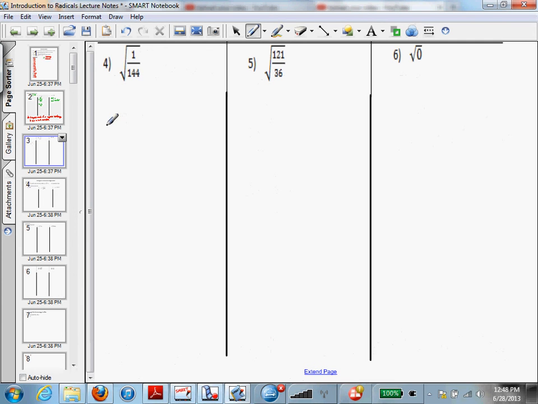Looking at these others, like before, we can break number 4 down. Instead of the radical of 1 over 144, we can say radical 1 over radical 144. Knowing that the top will turn into 1 because 1 squared is 1, or the inverse of that, the radical of 1 is just 1. 144 can be thought of as the product of 12 and 12, or just 12 squared. So the inverse of the squared and the square root will just yield 12.